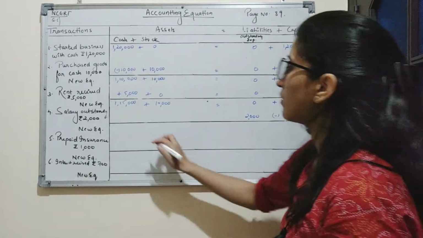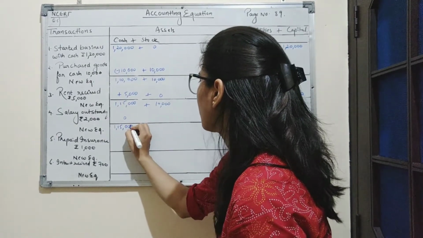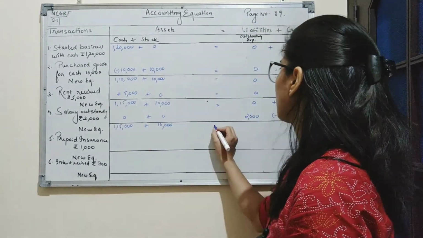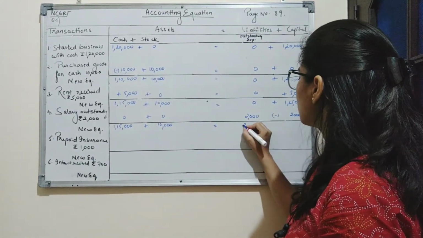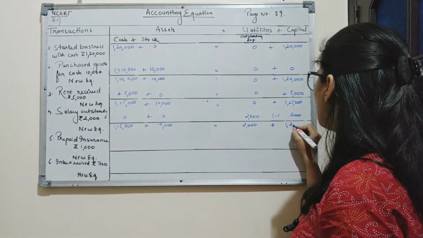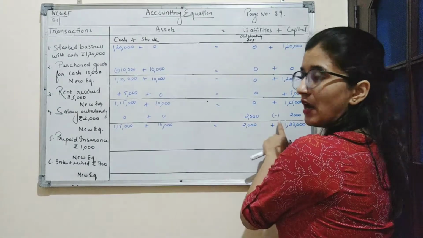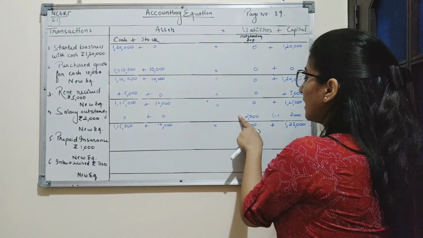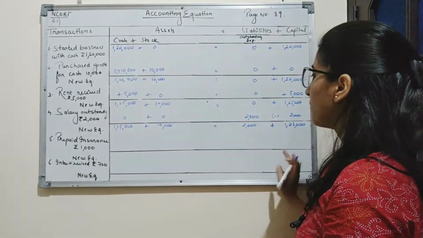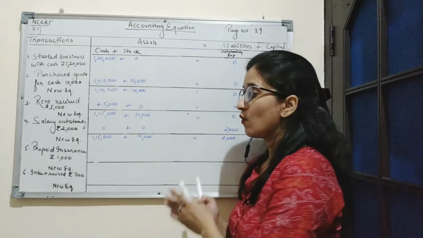So by solving these two equations, we get cash amounting to 1,15,000, stock 10,000, outstanding expenses 2,000, and capital amounting to 1,23,000. So in this equation we have seen both are liabilities. One liability is increasing, one is decreasing. So here the equation is balanced. Now, next transaction is prepaid insurance amounting to rupees 1000.